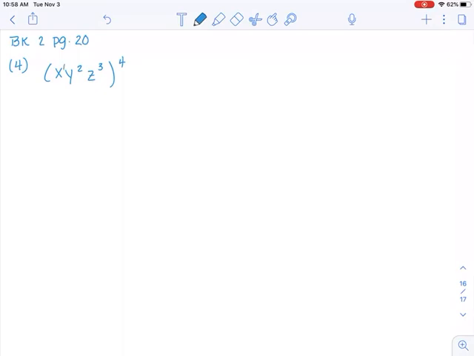But first, notice that x has an exponent of 1. Everything is going to be multiplied by 4, okay? So 1 times 4 is 4. And for my y, 2 times 4 is 8. And for my z, 3 times 4 is 12. This would be my final answer. Again, it's the same thing as page 19, except this time we have to make sure that we're multiplying everything.